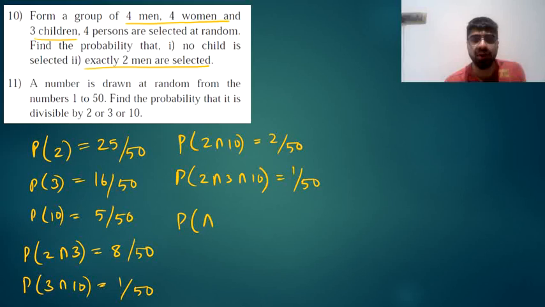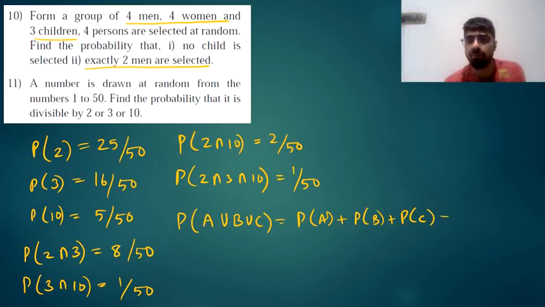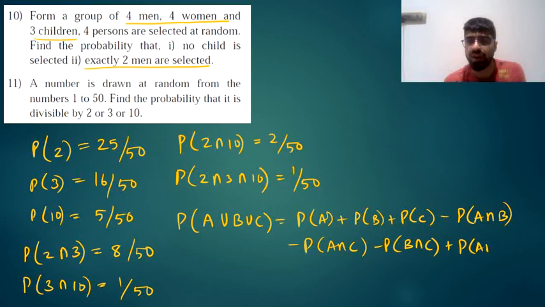Finally, if we have to find the probability of P of A or B or C, that is P of A union B union C, this will be P of A plus P of B plus P of C minus P of intersections of two of them. So A intersection B minus P of A intersection C minus P of B intersection C, and plus we will add the intersection of A intersection B intersection C.